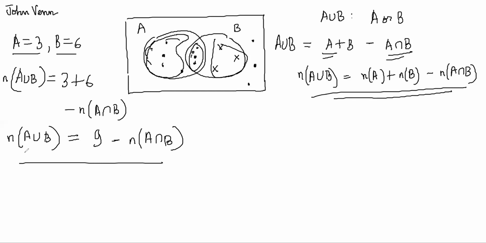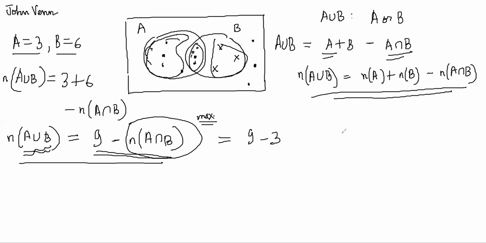The minimum number of elements in A union B will happen when this is lowest, right? This is lowest when this is maximum. This is maximum when all three elements of A are common to B, right? So 9 minus 3 is the maximum that can happen. It could be like this: A is like this and B is like this. All the elements of A are already in B, right?